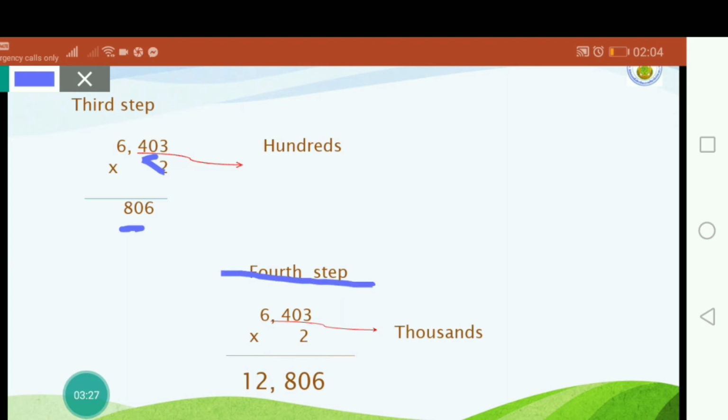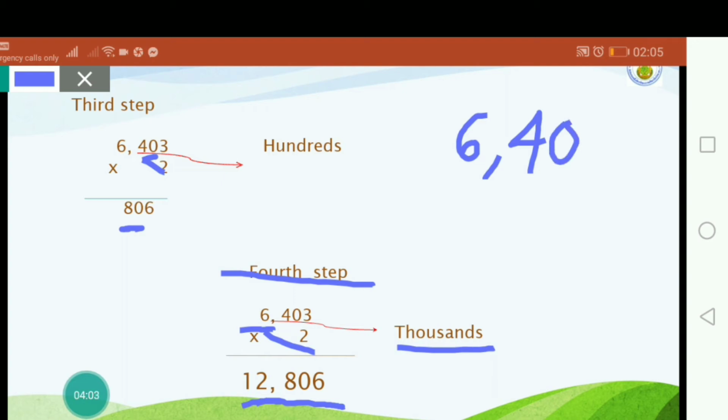Fourth step is our thousands place. What is the number in the thousands place? We have 6. So let's multiply 6 times 2. 6 times 2 is equal to 12. That is why our answer is 12,806. So for example, again, I'm going to let you know again.